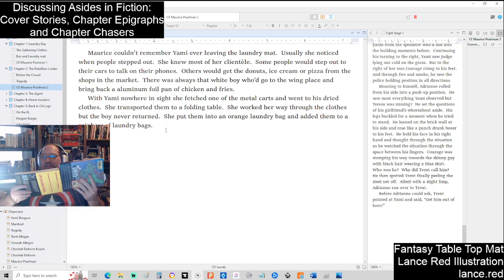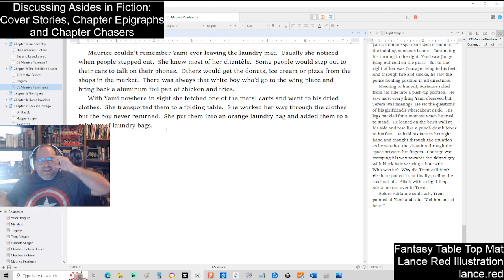With Yami nowhere in sight, she fetched one of the metal carts and went to his dried clothes. She transported them to a folding table. She worked her way through the clothes, but the boy never returned. She put them into an orange laundry bag and added them to a rainbow of laundry bags.